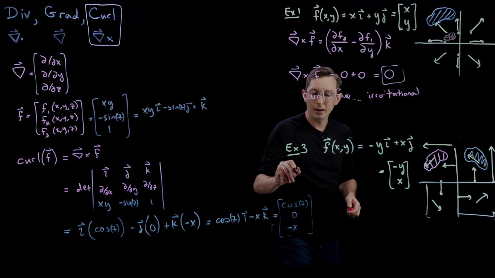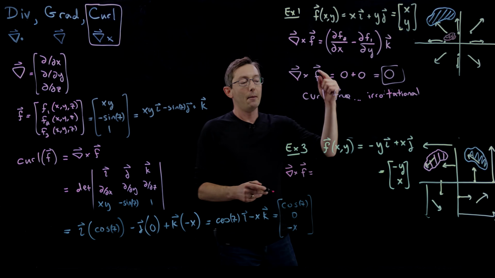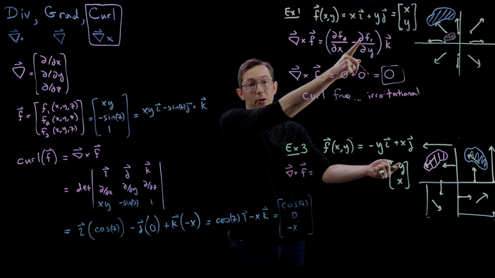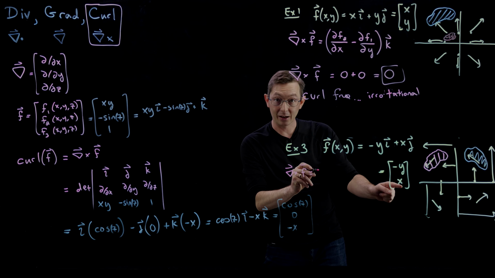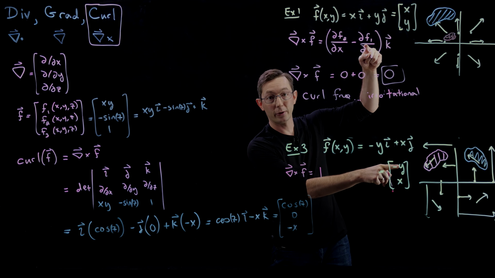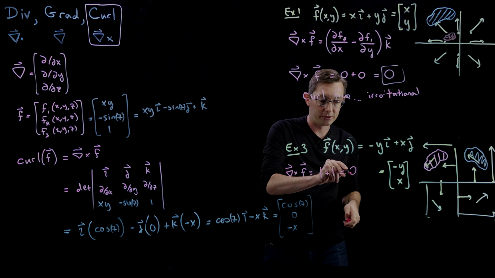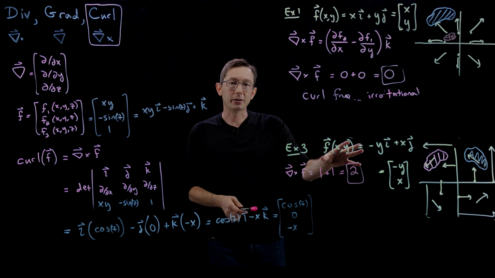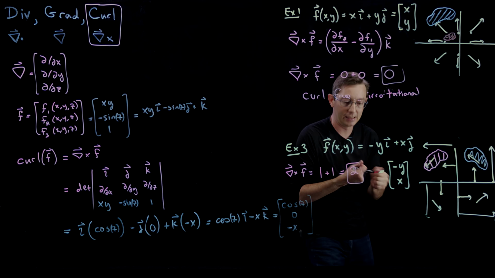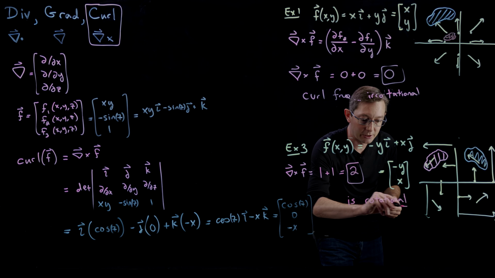Okay, so similarly, the curl of f bar is the partial of the second component with respect to x minus the partial of the first component with respect to y. The partial of the second component with respect to x is 1, minus the partial of the first component with respect to y, which is minus minus 1, which is plus 1, equals 2. So this vector field has a curl of 2, or it is rotational. It is a rotational vector field.